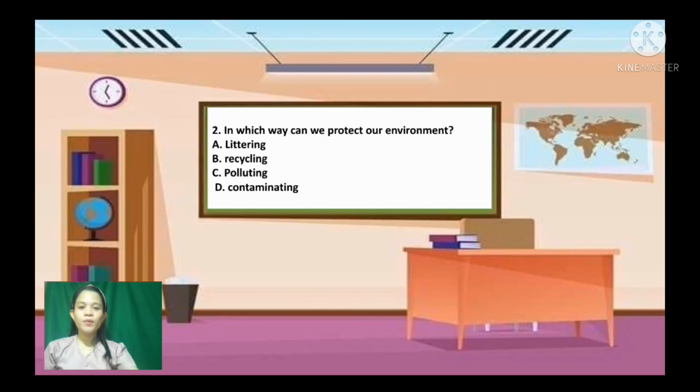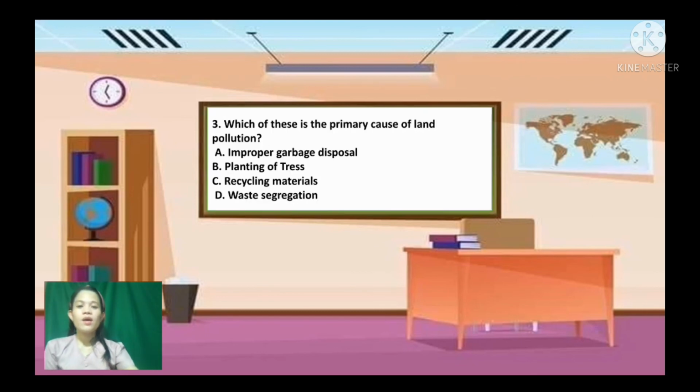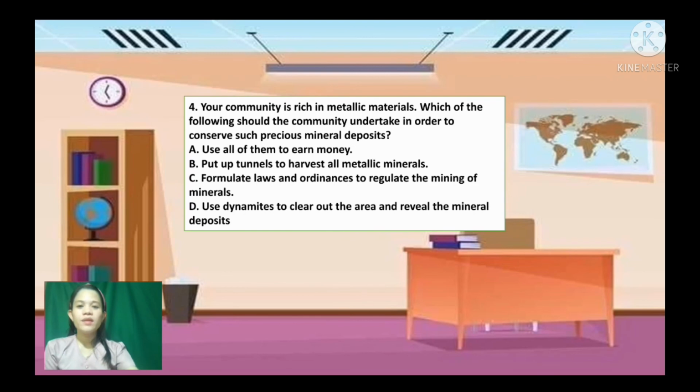In which way can we protect our environment? Okay. A. Littering. B. Recycling. C. Polluting. And D. Contaminating. Number 3. Which of these is a primary cause of land pollution? A. Improper garbage disposal. B. Planting of trees. C. Recycling materials. And D. Waste segregation.